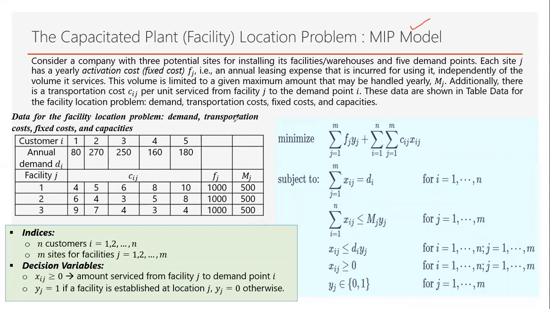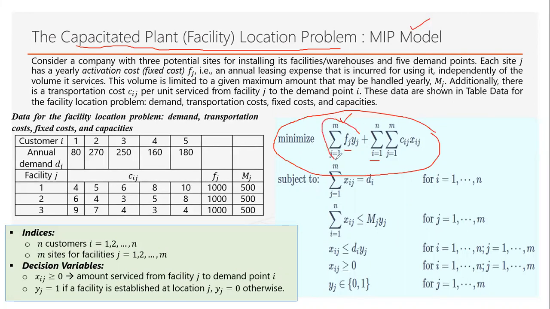So the mathematical model of the capacitated plant location problem is that we want to minimize the total cost, that is the fixed cost, because the index j is indicating the facility, or you can say the plant, whereas the index i is representing the customer. So this is basically the fixed cost.